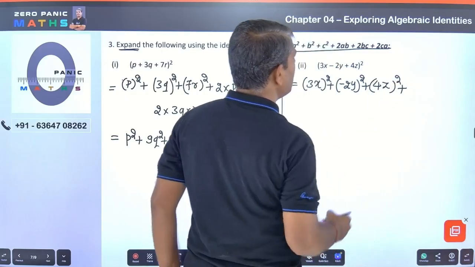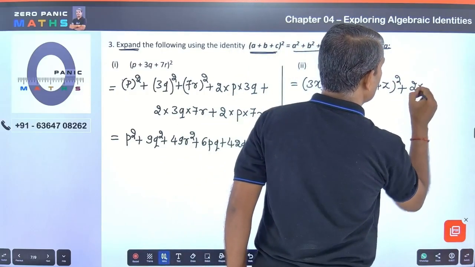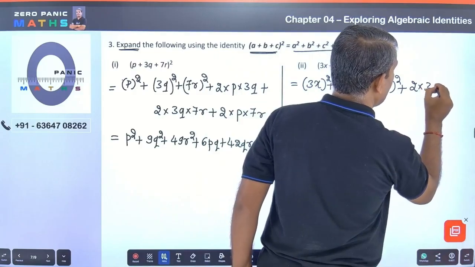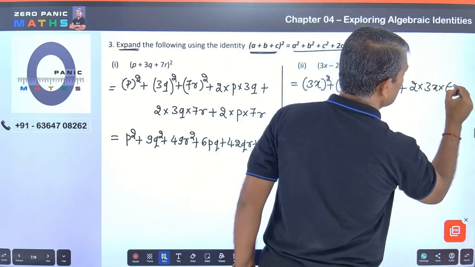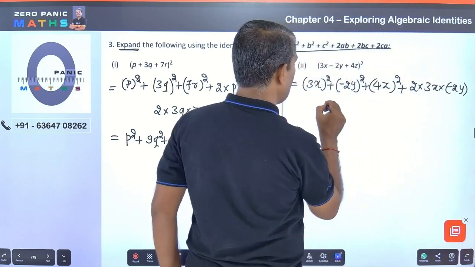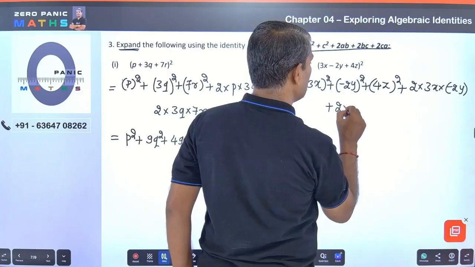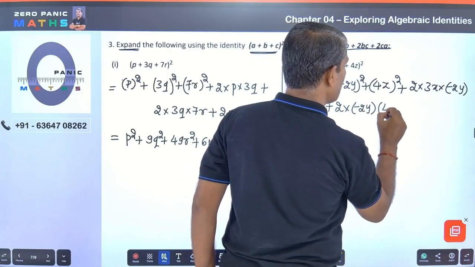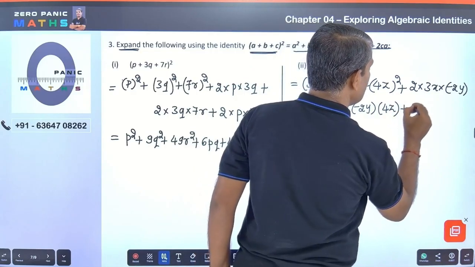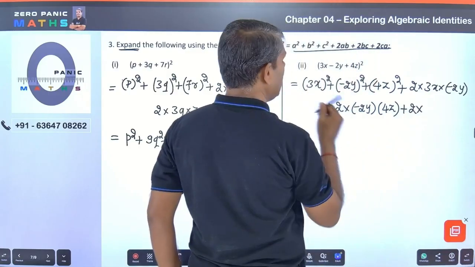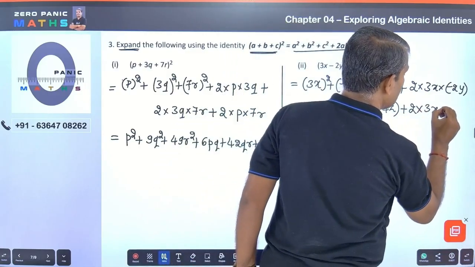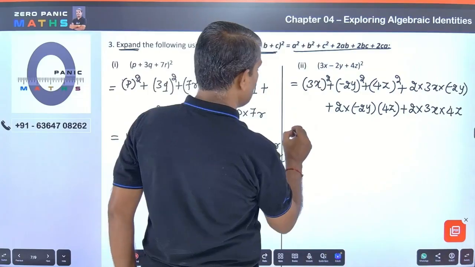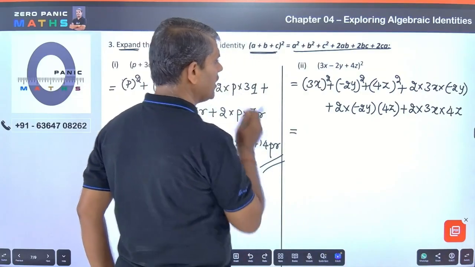Plus 2ab. We know the values: a is 3x and b is minus 2y, so 3x into minus 2y, that is 2ab. Now let me write 2bc. What is b? B is again minus 2y. C is 4z. Plus 2ca or ac. A is again 3x and c is 4z. Just multiply it and that will give you the expanded version of this.